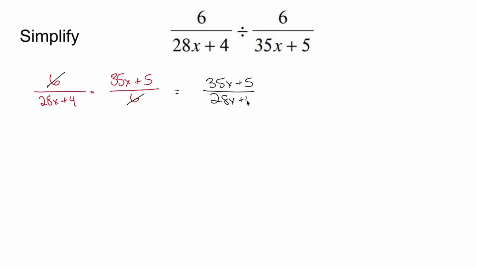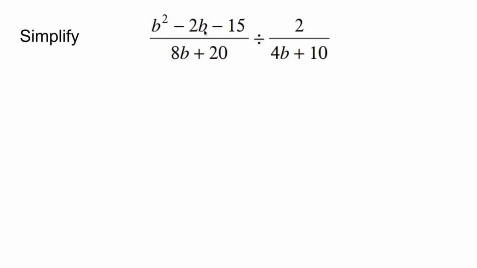Now, it's tempting to be done, but I don't think I am. And the reason why I don't think I am is I notice that I can factor a 5 out of this top equation. So let's see what happens when I do that. If I factor a 5 out of the top expression, that leaves me with 7x plus 1. I also notice that I can factor a 4 out of the bottom expression. So if I factor a 4 out of the bottom expression, I'm left with 7x plus 1. 7x plus 1 and 7x plus 1 are the same. They cross out, and we're left with 5 over 4. Ooh, tricky, tricky, tricky.